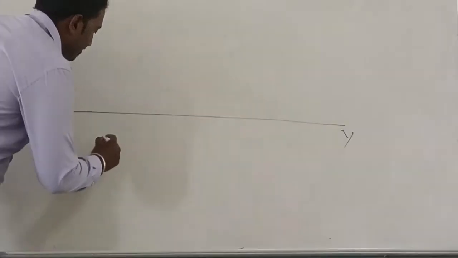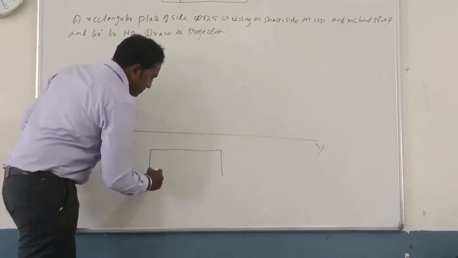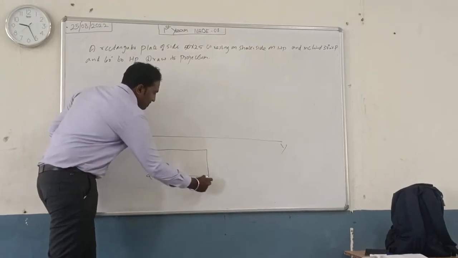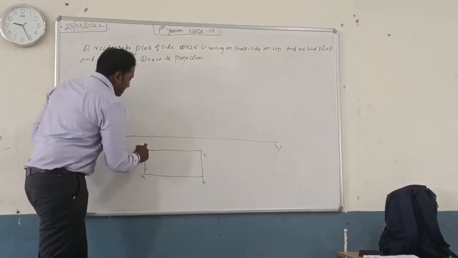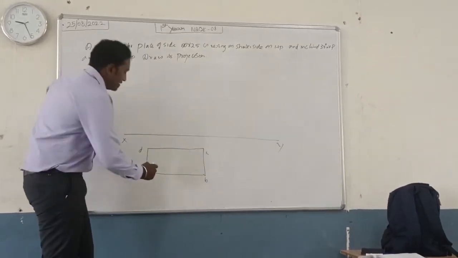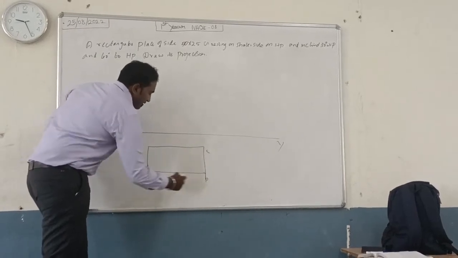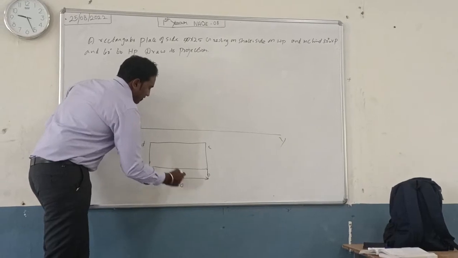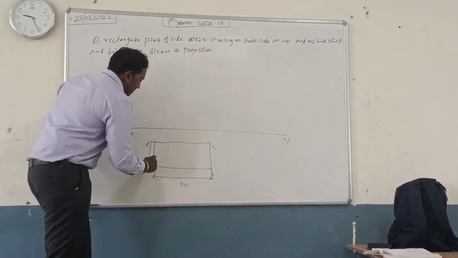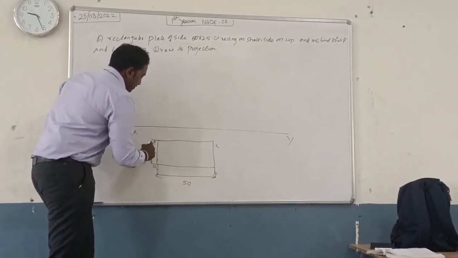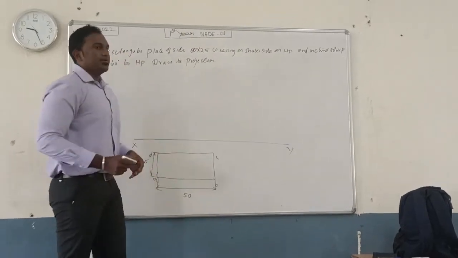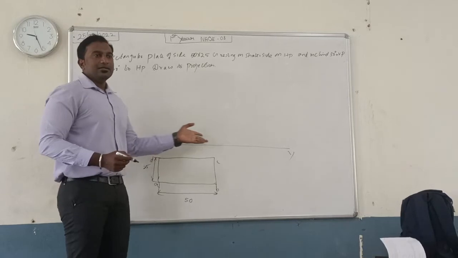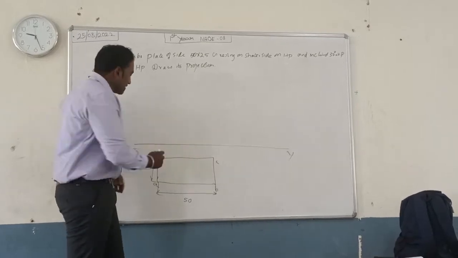So usually you are going to draw the rectangle and mark it as A, B, C and D. So what is the length? 50. And what is the width? 25. Next, where will the projection of this rectangle be? On the XY line, like the previous problem.